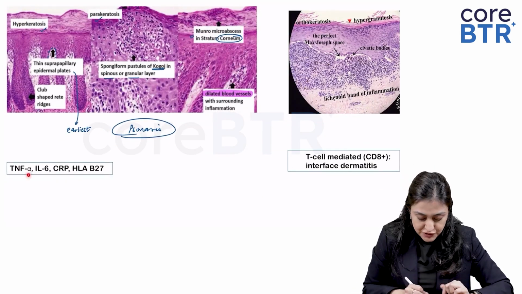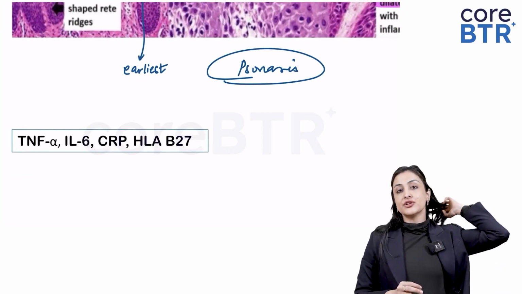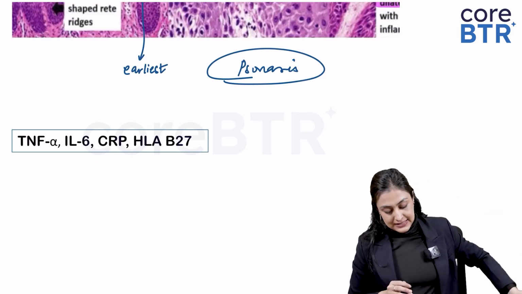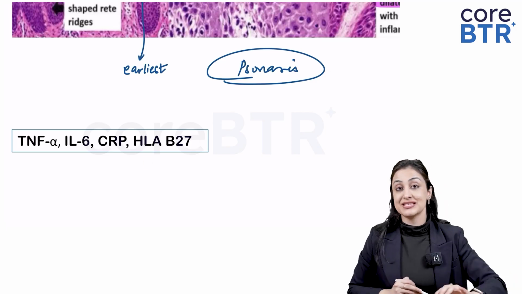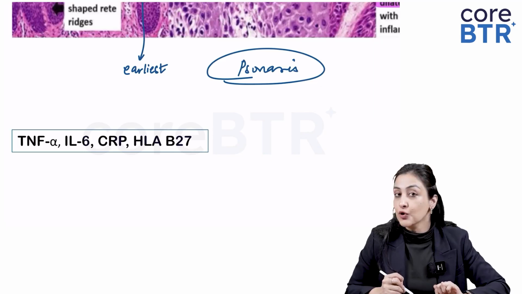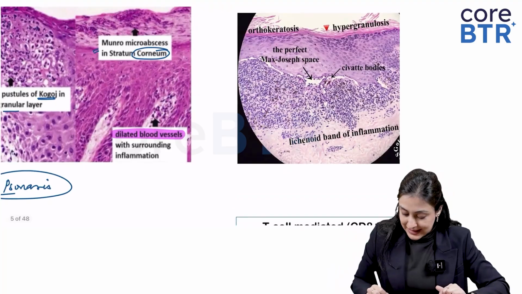The pathophysiology of psoriasis, you can just see this. You have TNF alpha upregulation, you have IL-6, C-reactive protein is elevated, and it's associated with HLA-B27 as well, seronegative spondyloarthropathy. Then you can see here, so this is what is lichen planus, right?